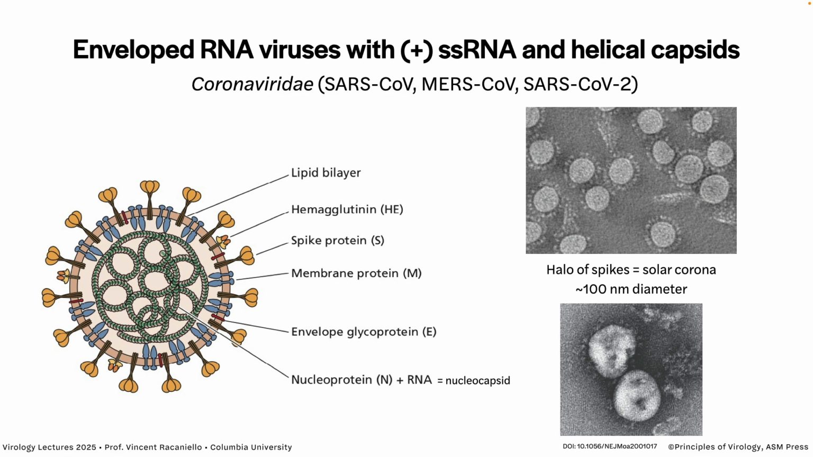You can barely see these spikes on the particle. So here's a classic photograph of coronaviruses. They're so called because of the halo of spikes resembling a solar corona. And so this new virus appeared to have a halo of spikes as well.